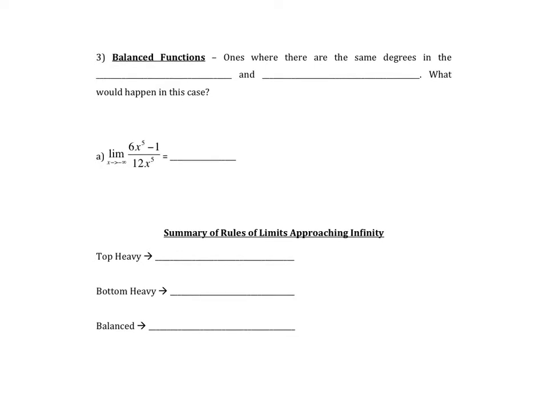Balanced functions. Okay, if you remember what a balanced function was, it was ones where they have the same degrees in the numerator and denominator. Okay, so same degrees. And this one's going to be fairly straightforward too. So what happens in this case? Well, let's just jump right into a limit and see what happens.